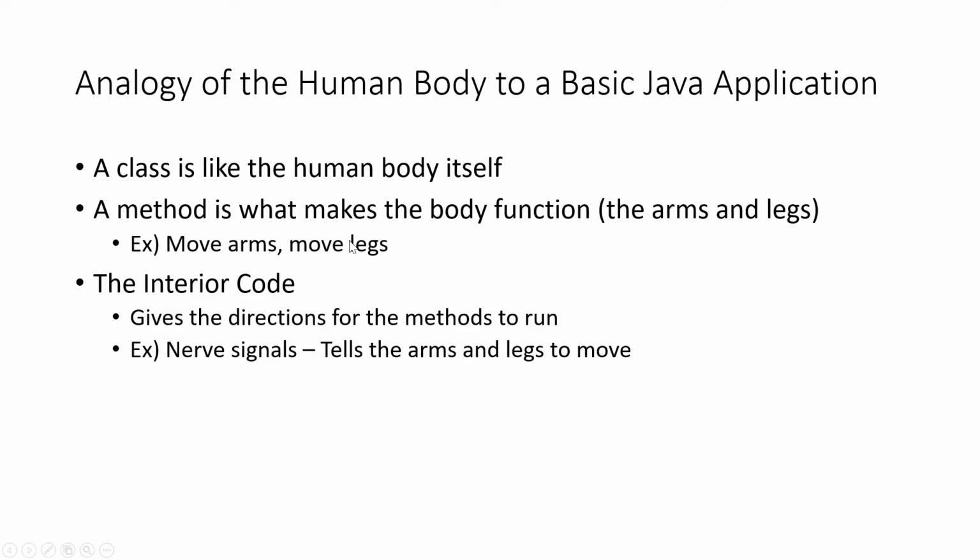A method encapsulates the interior code, and this interior code gives directions to the method that allow the arms of the body to move and the legs of the body as well. So the interior code gives the directions and lays them out for the method in order to run itself, right? It allows the method to run in a Java application. Examples of the interior code could include nerve signals. It literally tells the method to move the arms and legs.